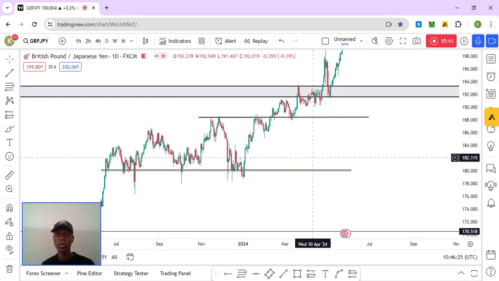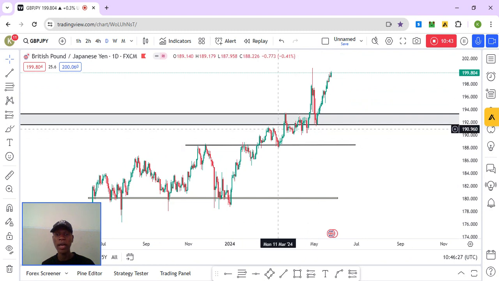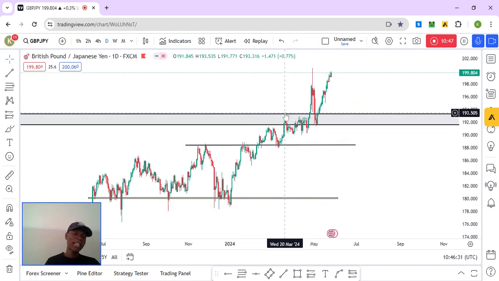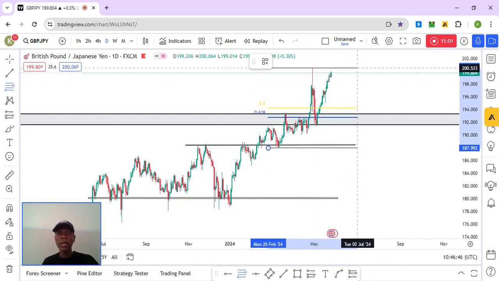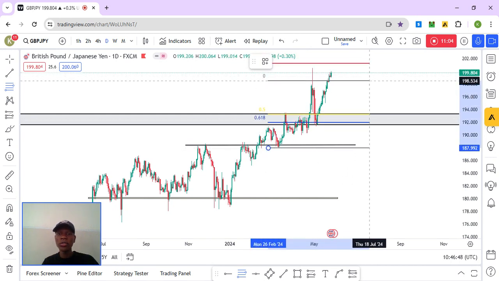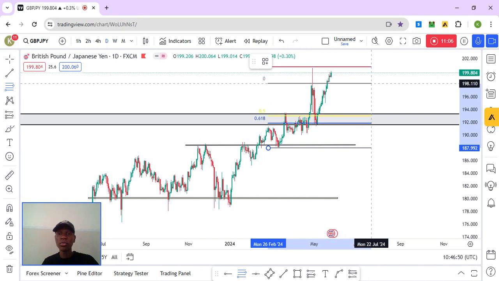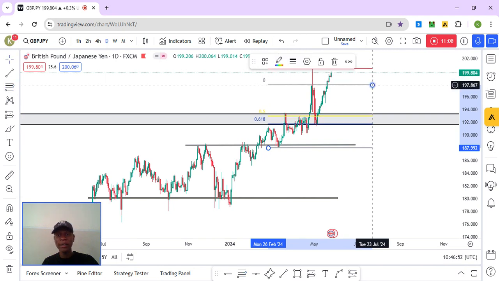When the market was around there, you guys know that this is a resistance level and it has had an impact in the past. I didn't want to go to the weekly time frame to show you the kind of impact it has had on the market before, but you guys can see. So the market reacted to it. So I put my Fibonacci level from swing high to swing low. You guys know I like to use this Fibonacci tool a lot. So I place it here.